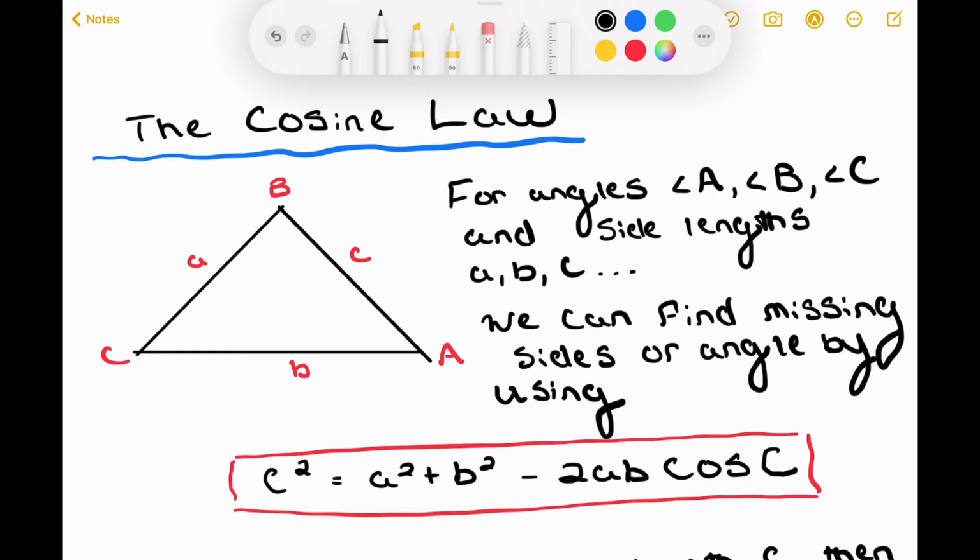So let's take a close look at what the cosine law says. It says that for angles A, B, and C, at the vertices of the triangle, we have side lengths that are across from, or opposite of, those angles, and those are labeled as a, b, and c. We can find missing sides or angles by using the formula c squared equals a squared plus b squared minus 2ab cos C.